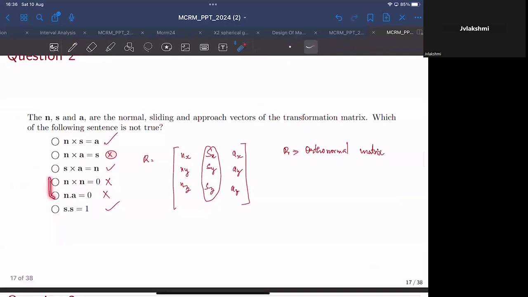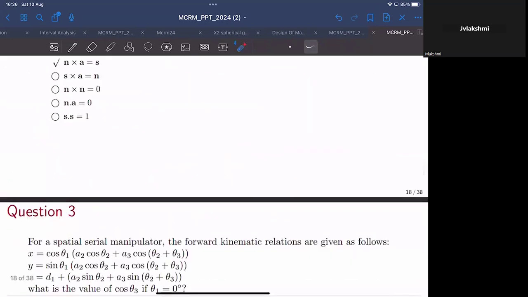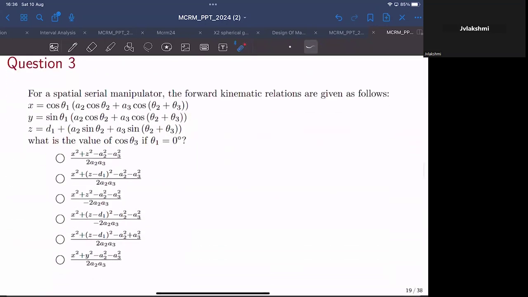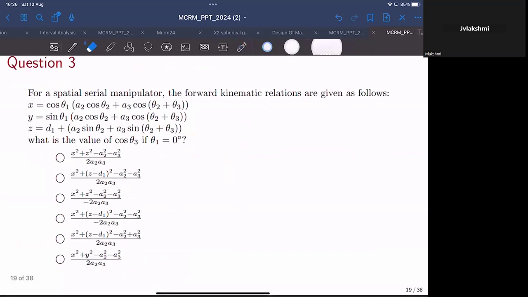So yeah, maybe we'll have a check with this, but I believe option B is wrong and options D and E are also wrong. So these should be the correct answers. It's a multiple correct answer question. So these are all wrong. Yeah. Okay, so moving on to question 3.